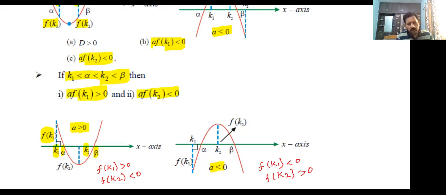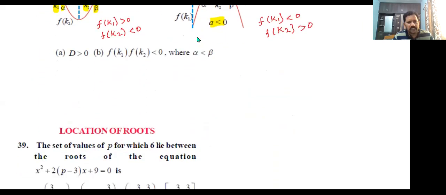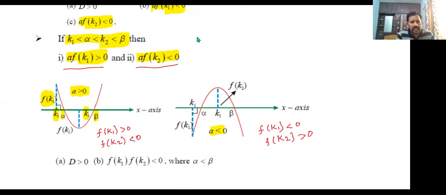When is it possible that both are positive? If a greater than 0, f of k1, a less than 0, f of k2. Okay. So overall, in both the cases, a into f of k1 is positive, a into f of k2 is negative. Okay. So I'm going to another condition, right? These are the conditions completed.